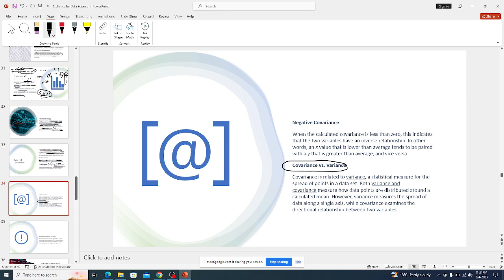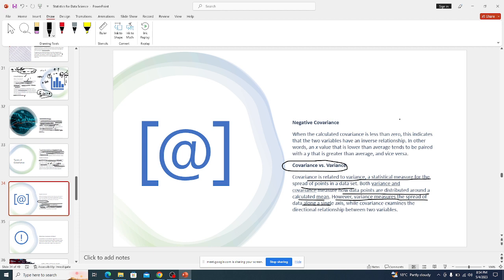What is the difference between covariance and variance? Covariance is related to variance since it is a statistical measure for the spread of the points in a data set. Both variance and covariance measure how data points are distributed around the calculated mean. However, variance measures the spread of data along a single axis, while covariance examines the directional relationship between two variables.